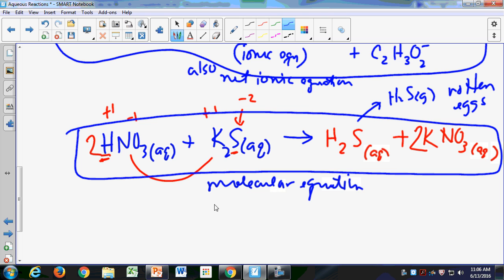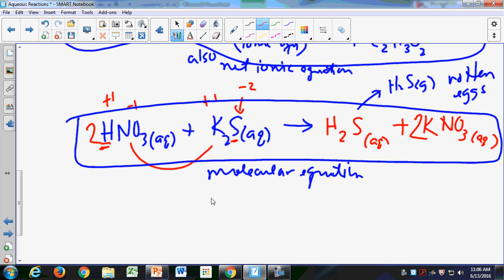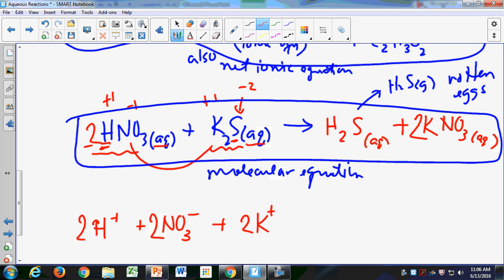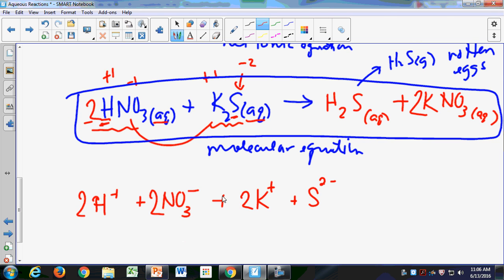So what would be the ionic equation for this? HNO3 is a strong acid in aqueous solution, so I have to split it up into H plus and nitrate. Since I have a coefficient of 2 there, I have to put the 2 for both H plus and nitrate. Potassium sulfide, again an ionic compound in aqueous solution, so I have to write that as 2K plus and sulfide. There's only one sulfide. Note, I don't write it as K2 plus. K2S means you have two potassiums and a sulfide, so 2K plus. There is no polyatomic ion in the symbol K2.